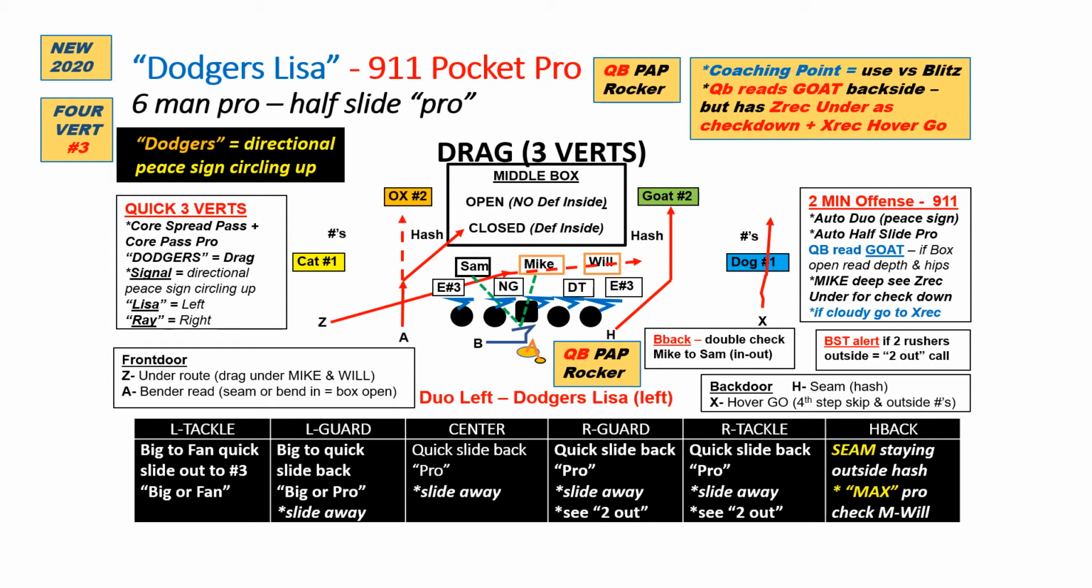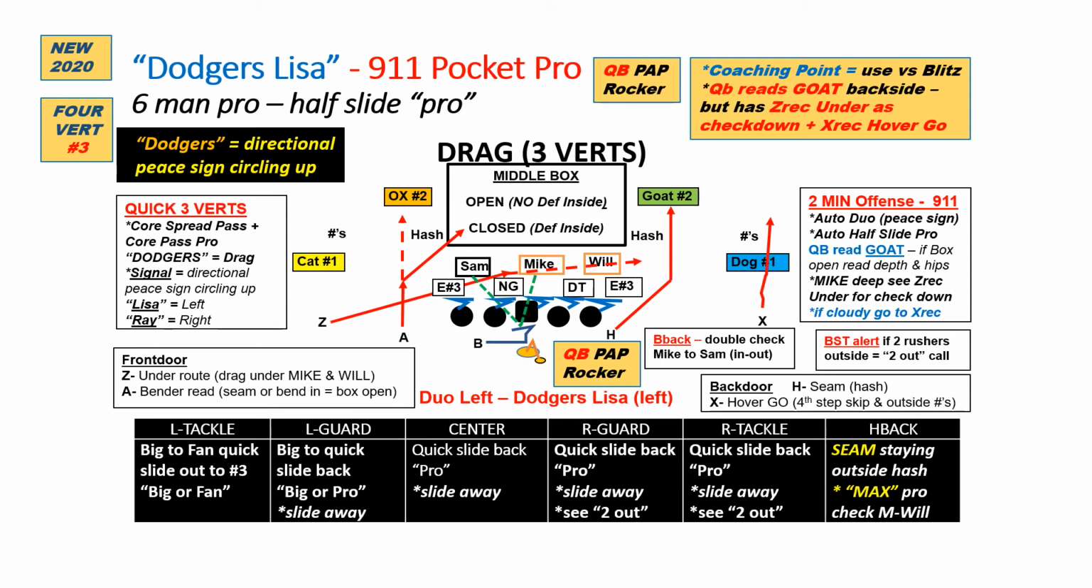Again, the signal is real simple. We'll use our peace sign, which is our duo's left formation, and we just would do the circling motion with that. Again, Lisa will set the protection to the left. Lisa puts the back to that side, faking power. Now all we do is add the Z with the under route.